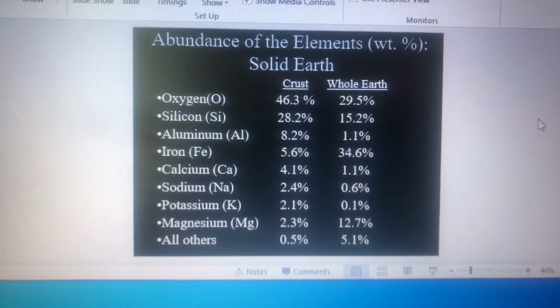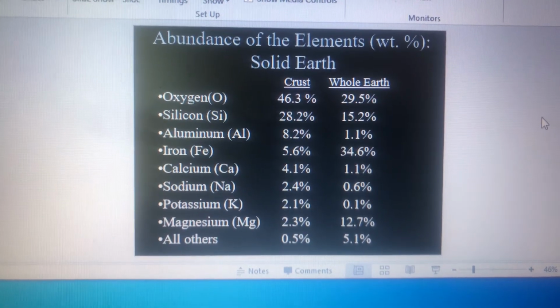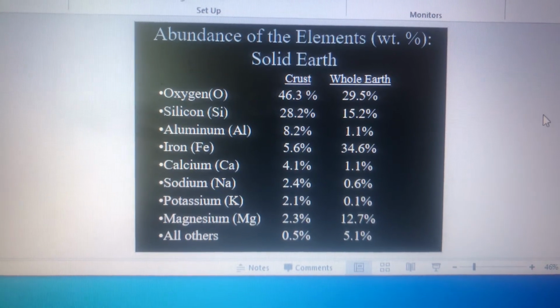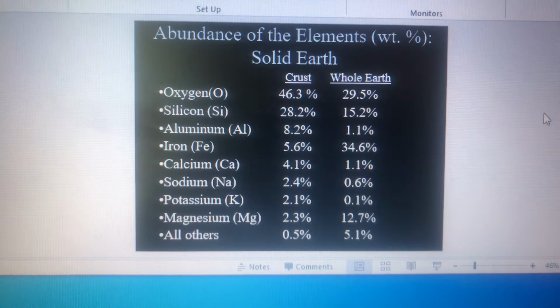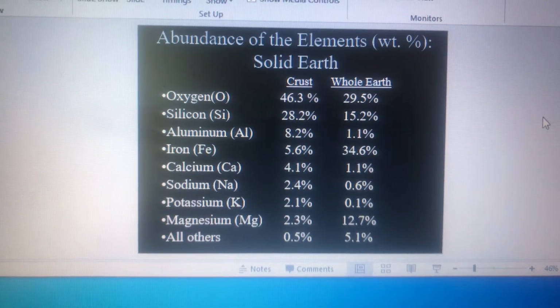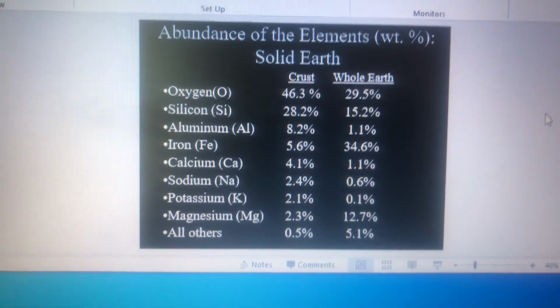Silicon, when we think of silicon, I always think of sand. And there's aluminum, iron, calcium, sodium, potassium, magnesium, and others. And iron, you can say, take a look at the whole Earth, not just the crust, but it's 34% of the whole Earth. That's pretty interesting.